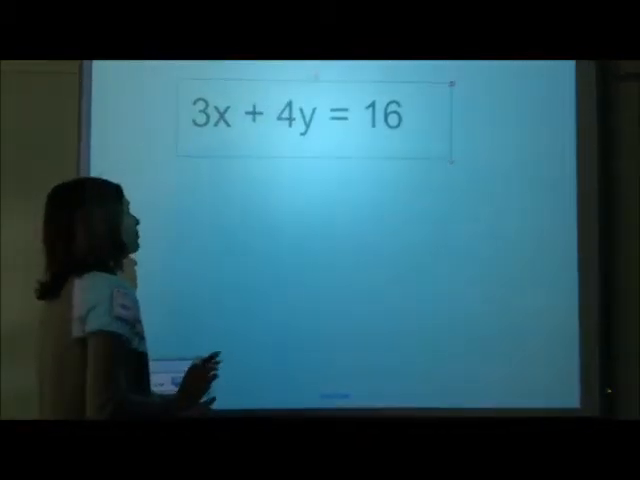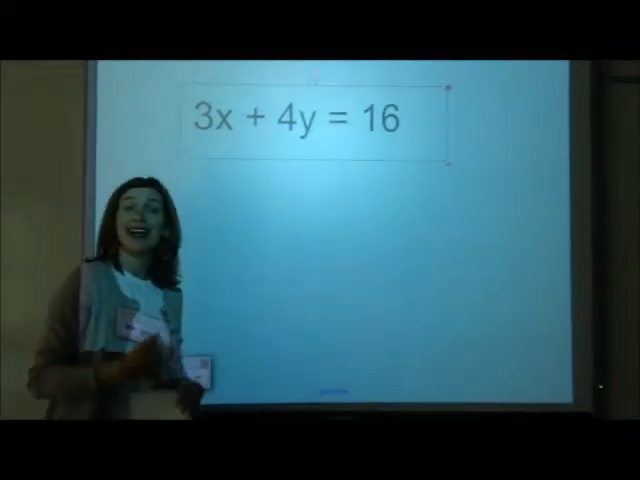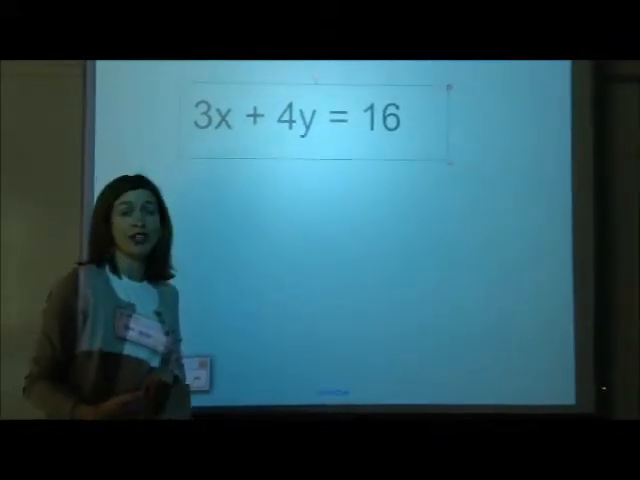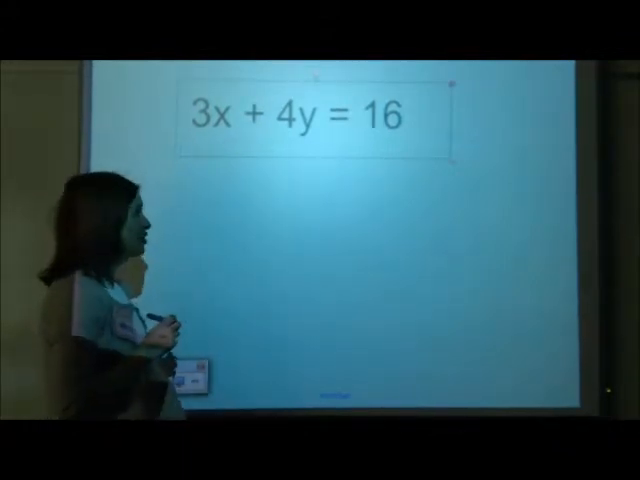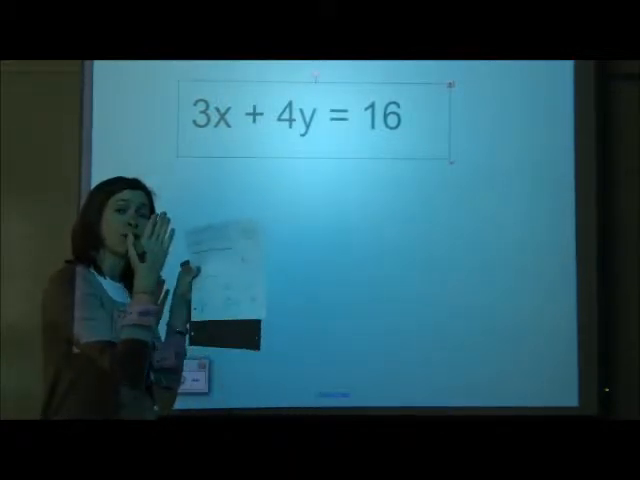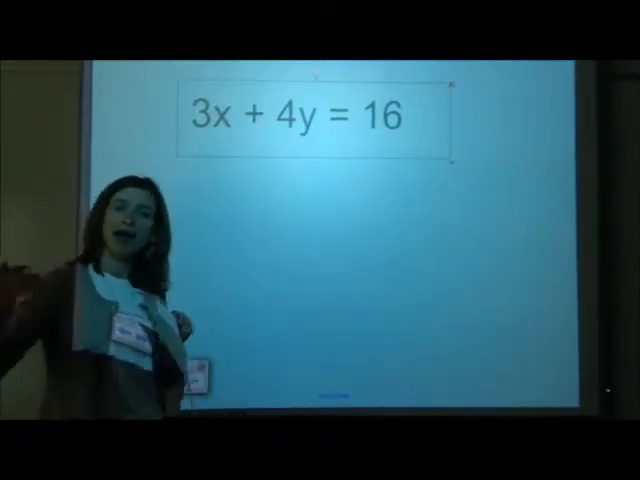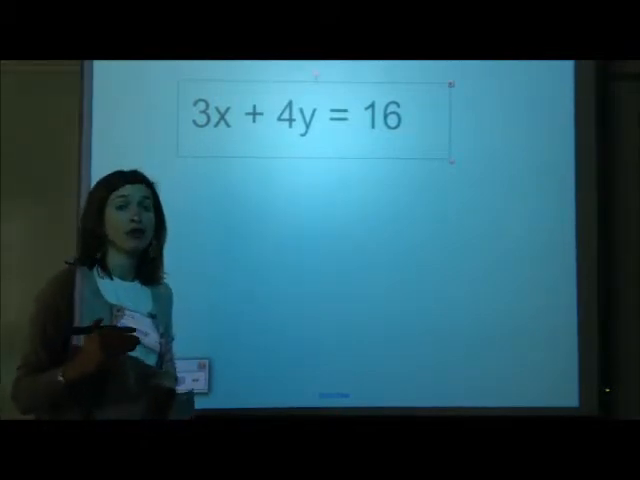All right, keep going. 3x plus 4y equals 16. It's not in slope-intercept form, so what do we need to do? We need to put it in slope-intercept form. I'd like you guys to try that. Now remember, I said to put it in slope-intercept, it needs to be in the form y equals mx plus b. So try it, pause here, and then I'm going to go ahead and do the work for you so you can check.